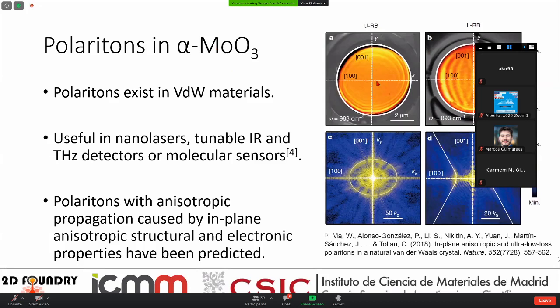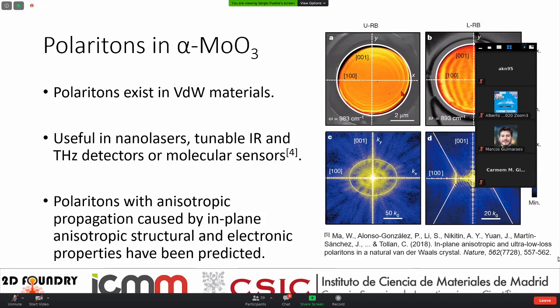For example, here two kinds of modes of this material are studied: the upper Reststrahlen band, which is 983 cm^-1, and the 883 cm^-1 Reststrahlen band modes. And this is a technique used by Alonso-González et al., called scattering scanning near-field optical microscopy, in which an AFM tip, a metallized AFM tip, is illuminated with polarized light, and you can measure the polaritons.